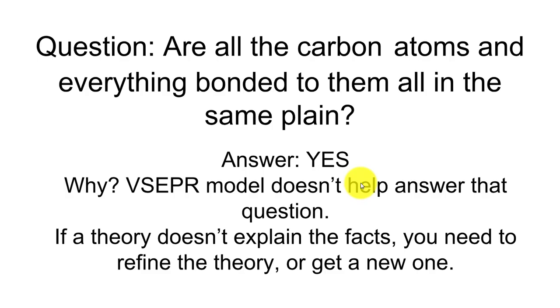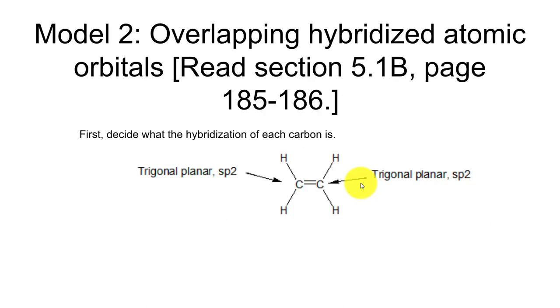Well, the VSEPR model can't help with that, because the VSEPR model can only tell us the shape around a particular atom, not the shape of the whole molecule. So, what do we do as scientists? Well, if a theory doesn't explain facts, we need to refine the theory or get a new one. So we move on to model number 2. Now, just to be clear, philosophically, does that mean that model number 1 needs to be thrown out? No, model number 1 still works in most cases, and so we use it. We just have to be aware that it has limitations and that it really is based upon model number 2.